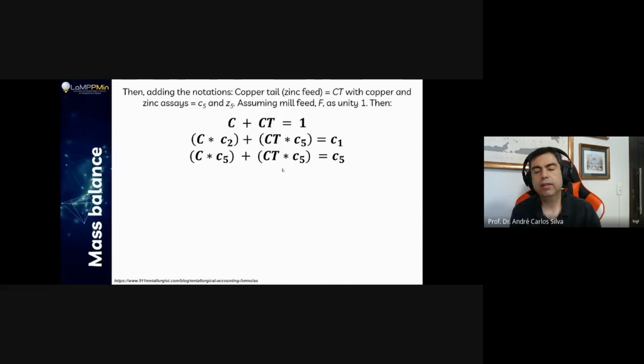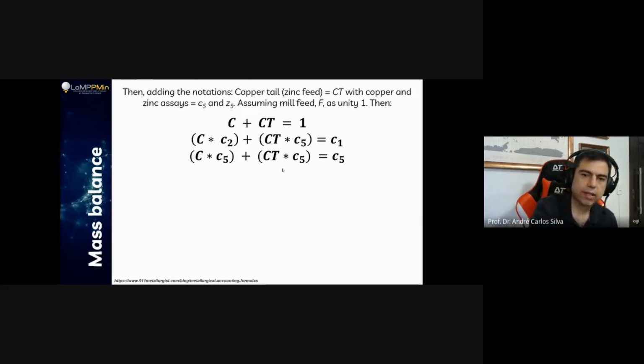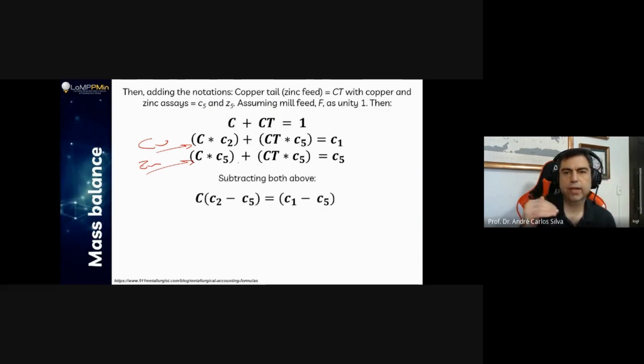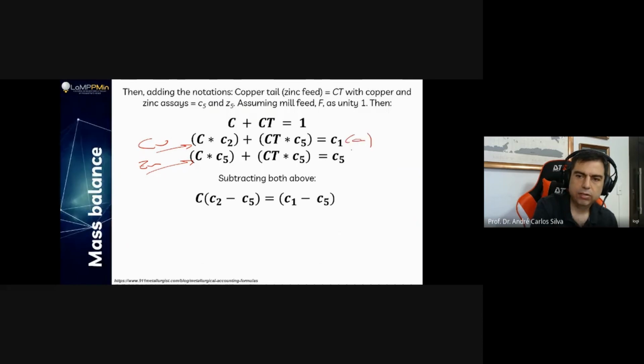And if I now consider this, but taking into consideration what? That situation that I mentioned to you, that the copper tailings is the zinc feed, okay? So this equation in here is only about copper. And this equation over here is the zinc feed, okay? And they're the same. So if I subtract these two equations, let's call this equation A out of equation B, what I'm going to have is this one, okay?